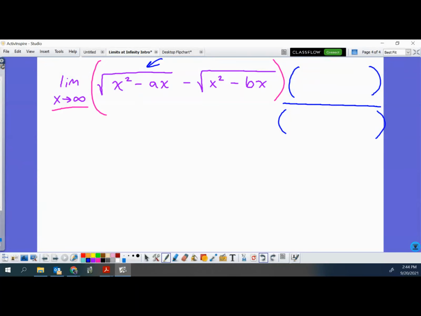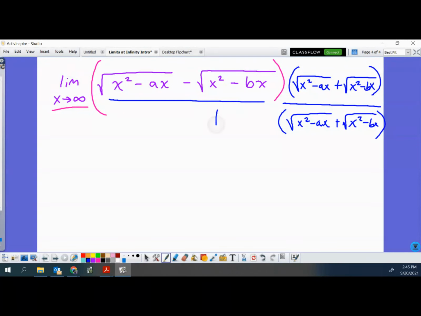So if you have an idea, pause it if you want to think for a second. What you do is you multiply by the conjugate, right? So we'll take the square root plus the square root instead of minus, right? So in other words, the square root of x squared minus ax plus the square root of x squared minus bx on top and bottom. And if you do that, this is like over 1, right? On top, you now have a difference of squares, right? You have a minus b, a plus b, and you get a squared minus b squared, which means all those square roots go away beautifully.